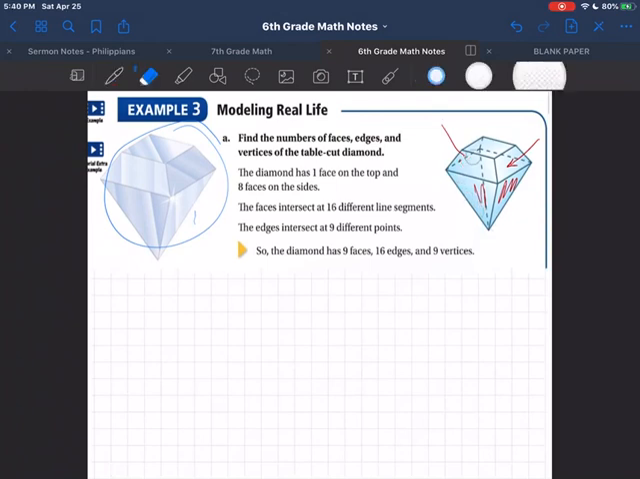Yep. And then you can just kind of count. They come up with 16 line segments. We don't have to do them all, but that'd be 1, 2, 3, 4, 5, 6, 7, 8, 9, 10, 11, 12, 13, 14, 15, and 16. So that's just basically counting the lines, and then we have to figure out the vertices. So there's 1, 2, 3, 4, 5, 6, 7, 8, 9. 9 vertices, 9 faces, 16 edges.